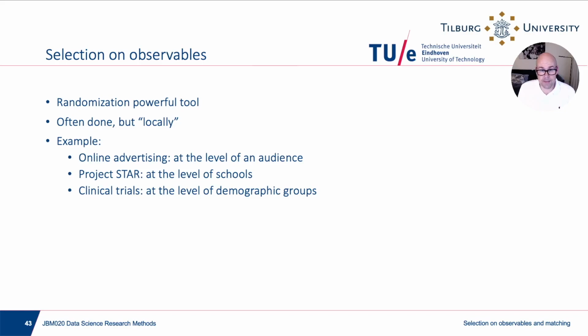Well, think of Project STAR. Here what happened in practice was that there was randomization at the level of schools. So within a school, people were randomized into small classes, and then the outcome, if you recall, was the test score, and the aim was to find out what the effect of being in a small class is on test scores.